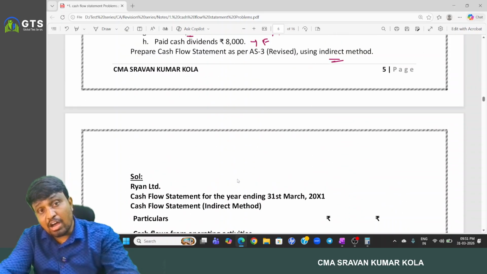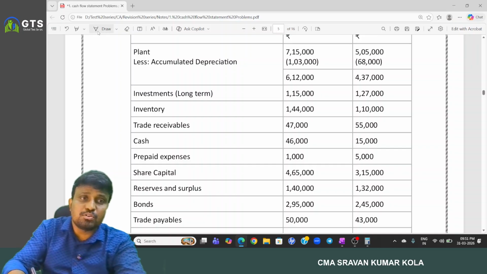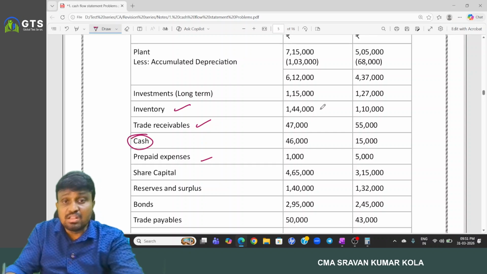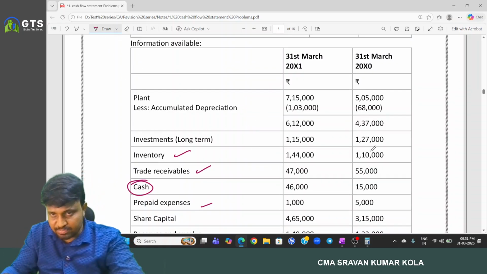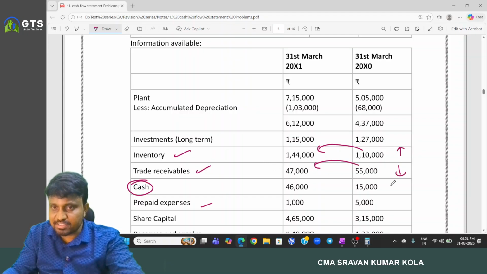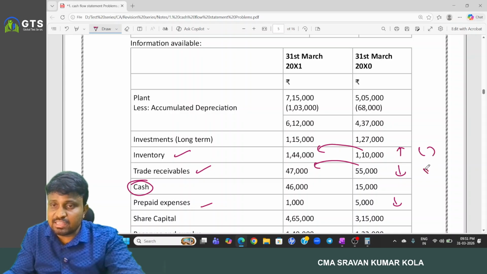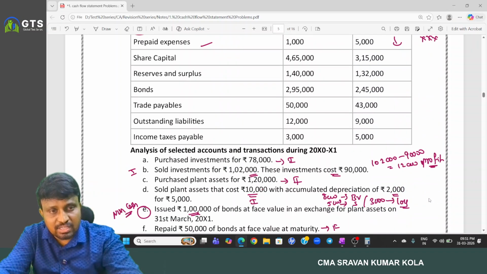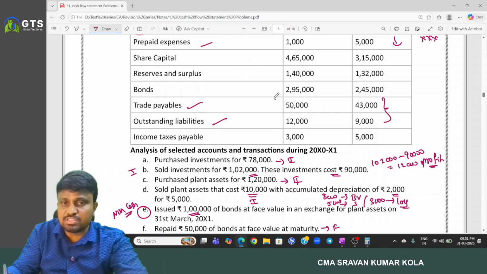After that we have to consider current assets and current liabilities. Here for current assets changes, we have to consider inventory, trade receivables and prepaid expense; cash is not considered. Compared with last year, there is an increase in inventory, a decrease in trade receivables, and a decrease in prepaid expenses. Increase in inventory is an outflow, and decrease is an inflow. In the same way we consider current liabilities: trade payables and outstanding liability. These two we have to consider.